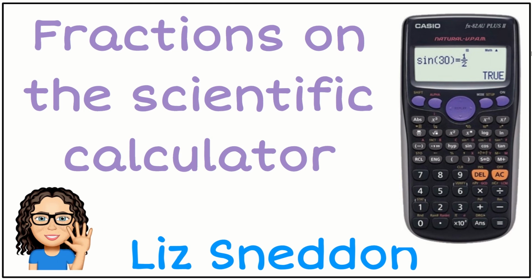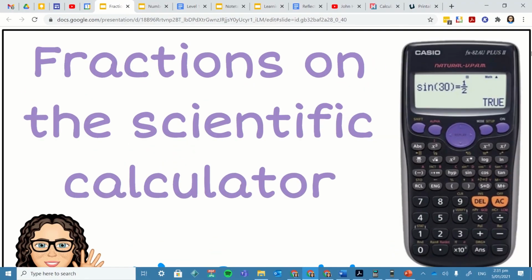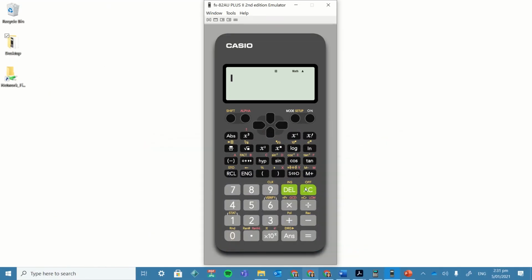Hi, I'm Liz Sneddon. Let's have a look at doing fractions on our scientific calculator and some tricks that are useful. So let's jump to our calculator.